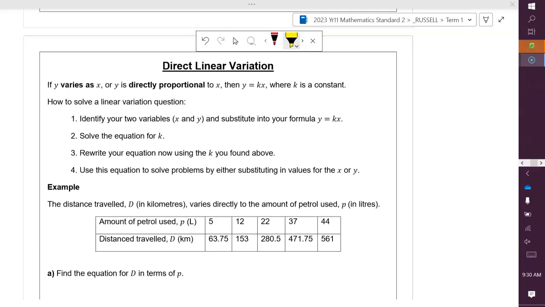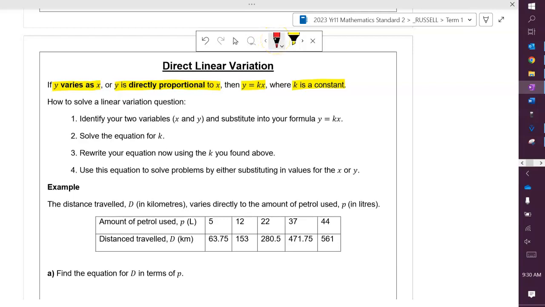This lesson is looking at direct linear variation. What that's saying is if y varies as x, or y is directly proportional to x, then y equals kx, where k is our constant value. When we're solving questions like this, our first aim is to find k by solving an equation. Once we've found k, we can use that to find either x or y, depending on what we need to know.